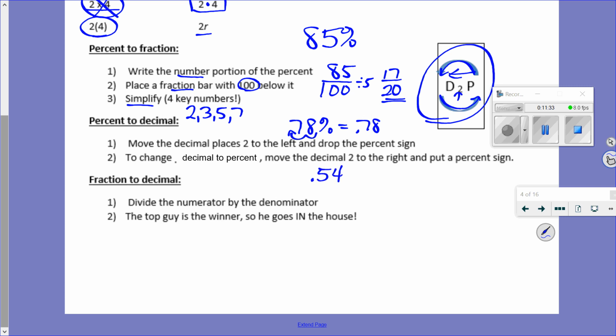So if I start at 0.54 and I want to make this into a percent, I go right. How many times? 2. So then I add the percent sign because I've now changed it to a percent.